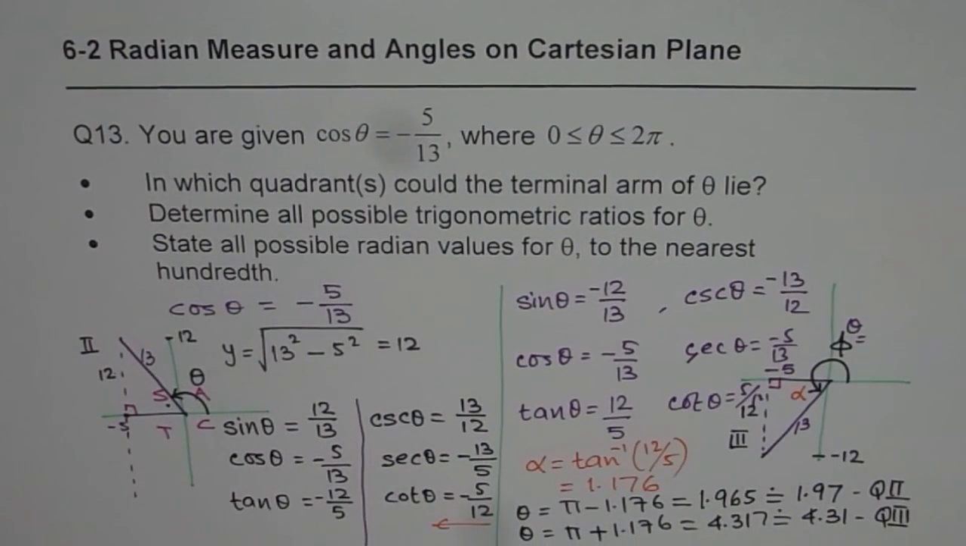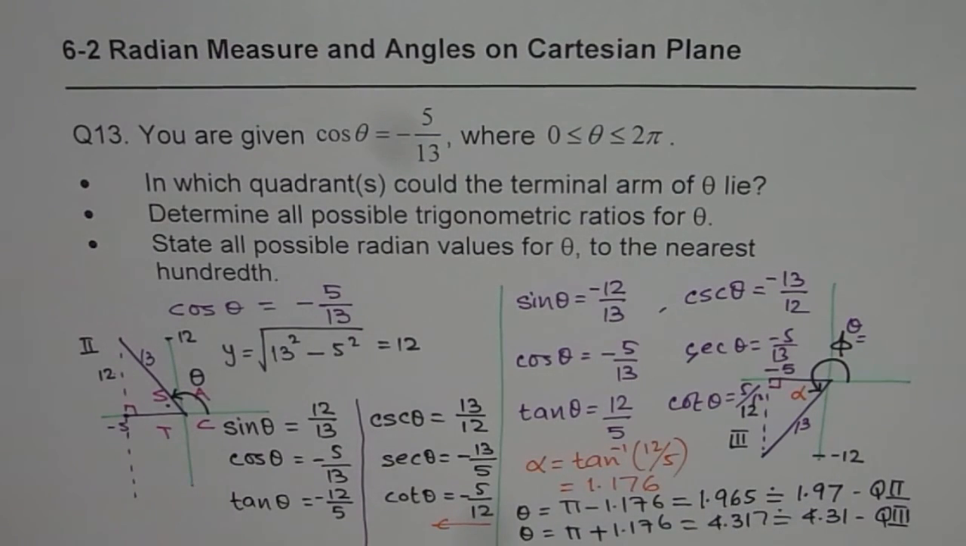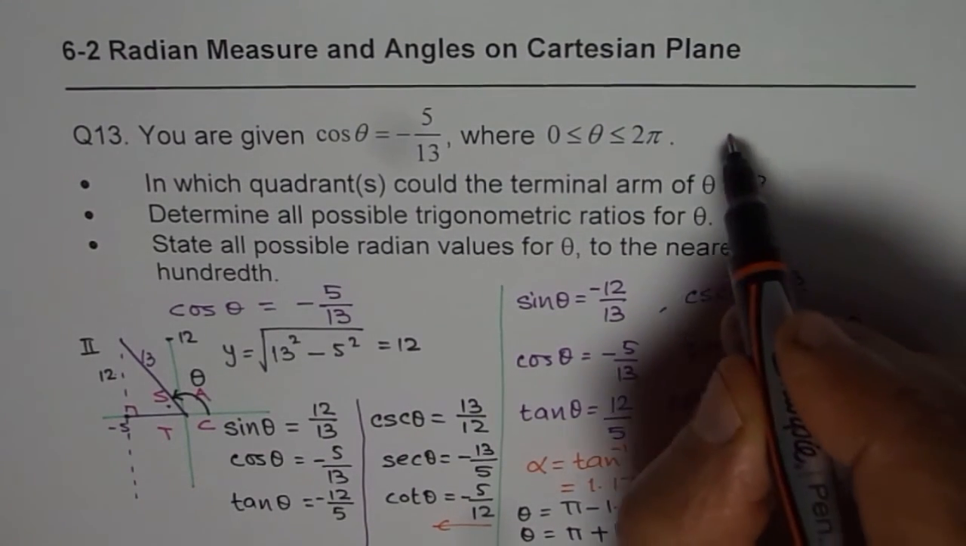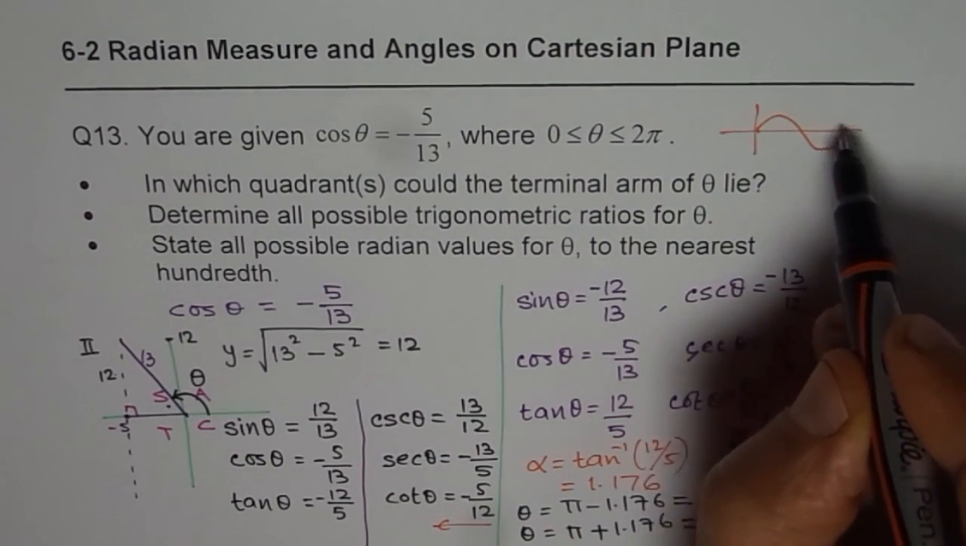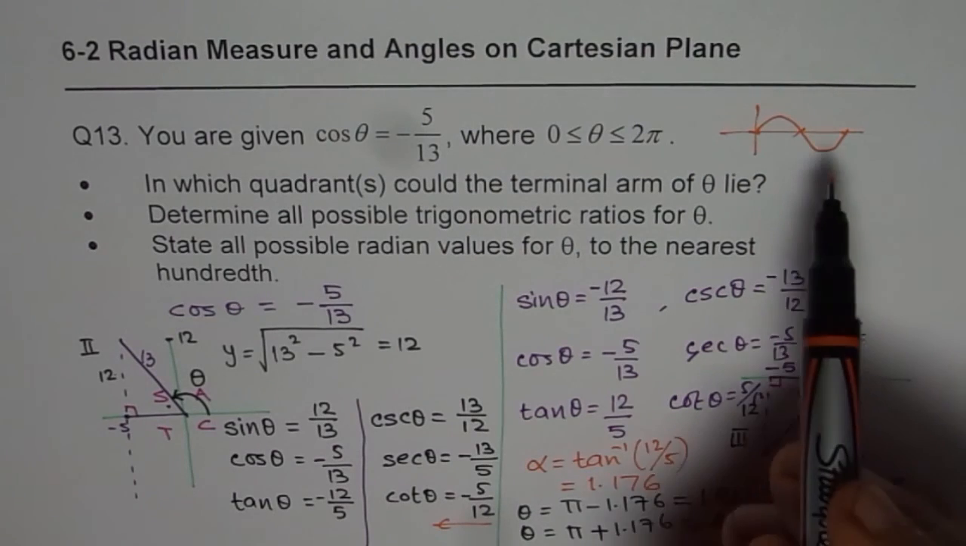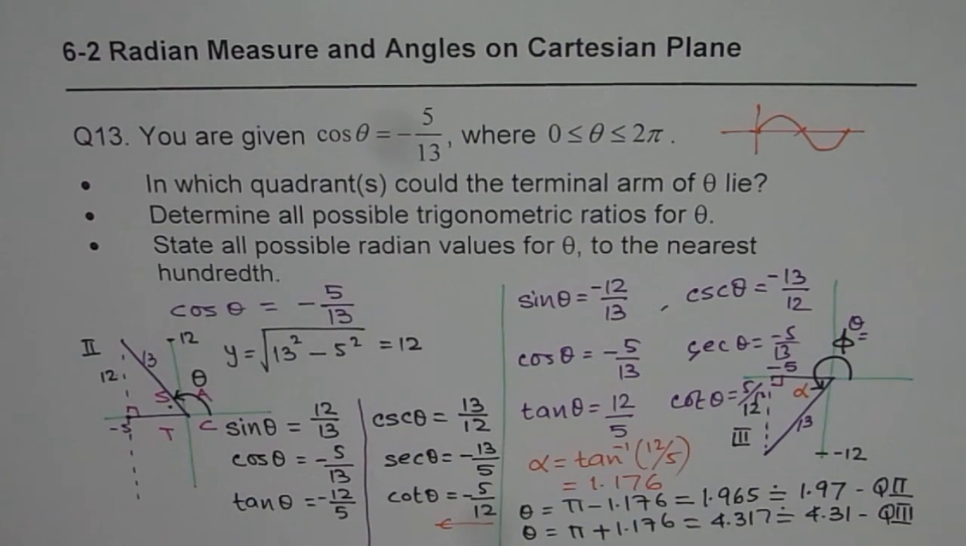I hope this example helps you get the basics: if you know one of the trigonometric ratios, how you can find all the others. And remember, if you're working in the domain of 0 to 2 pi, there are possibly two answers, right? Some values can give you three answers also. Let me give you a hint here. For example, the sine wave can give you three zeros, right? Or the cosine wave, or for -1 there is only one answer. So there could be situations when you may get one or three answers within this domain of 0 to 2 pi.